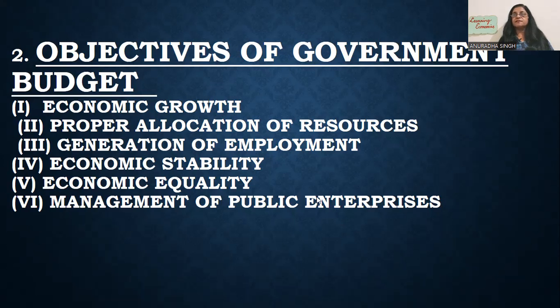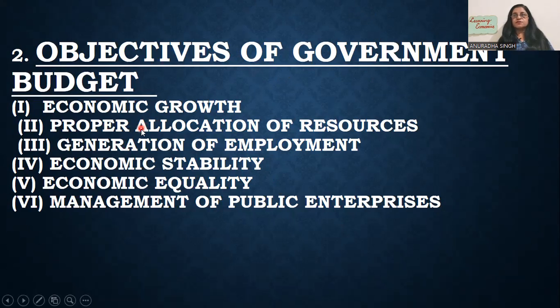Second objective is proper allocation of resources. We want to allocate our resources. Why do we want to allocate resources? We have resources, but as you would have learned earlier in economics, our resources are very limited and our wants are unlimited.